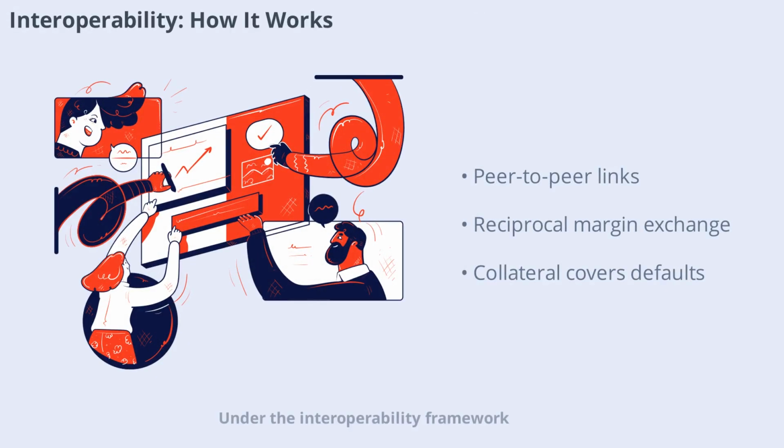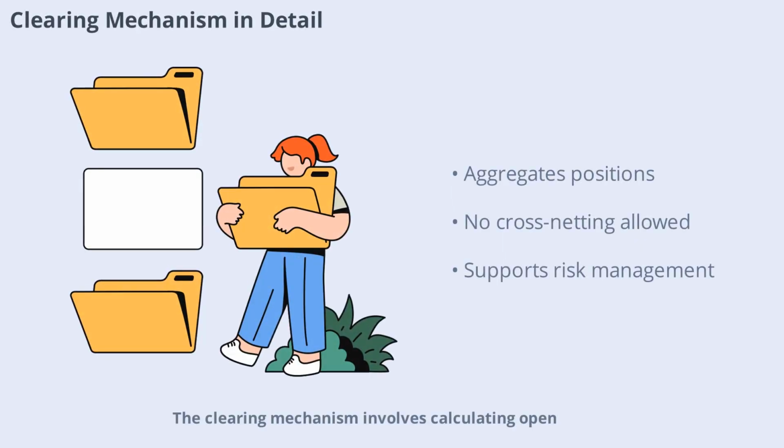Under the interoperability framework, recognized clearing corporations establish peer-to-peer links, allowing seamless settlement of trades across exchanges. Clearing corporations maintain special arrangements and exchange margins and financial resources on a reciprocal basis. To manage inter-clearing corporation exposures, sufficient collateral is maintained to cover any defaults. This ensures that even if one clearing corporation defaults, others are protected from financial loss, maintaining the stability of the entire market ecosystem.